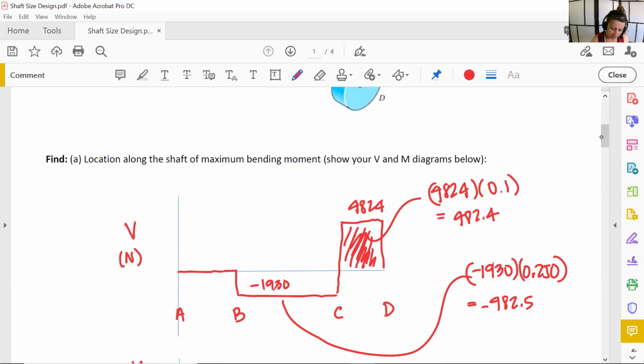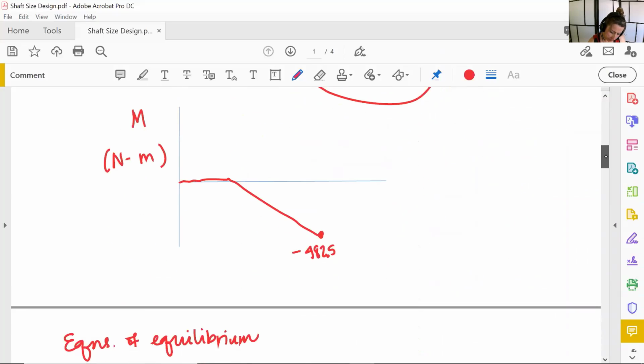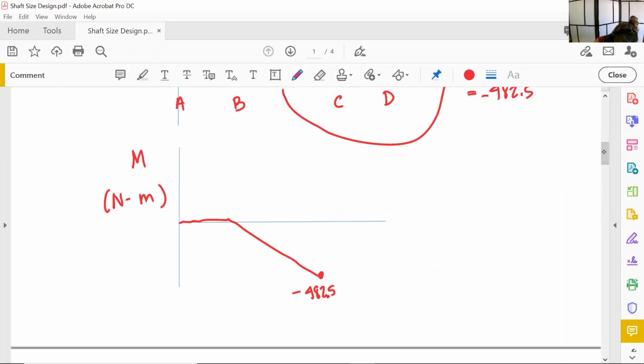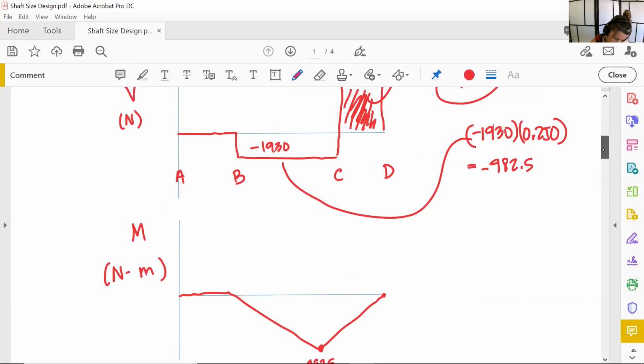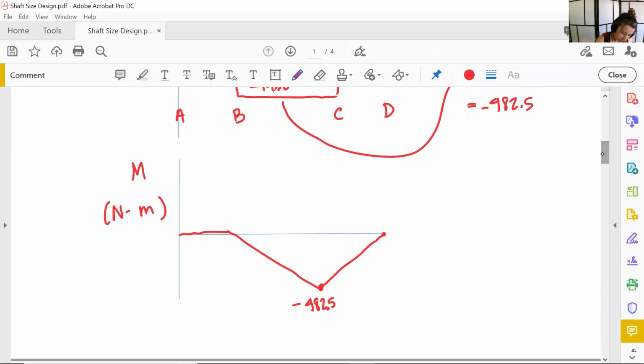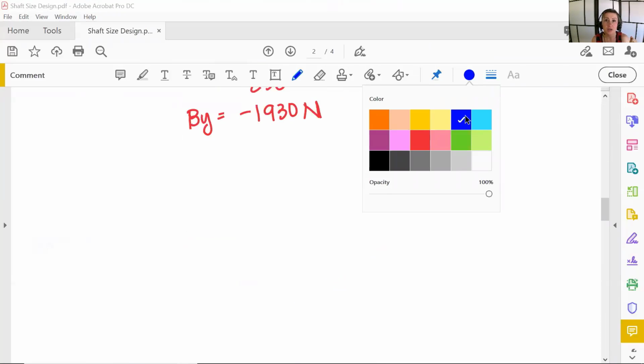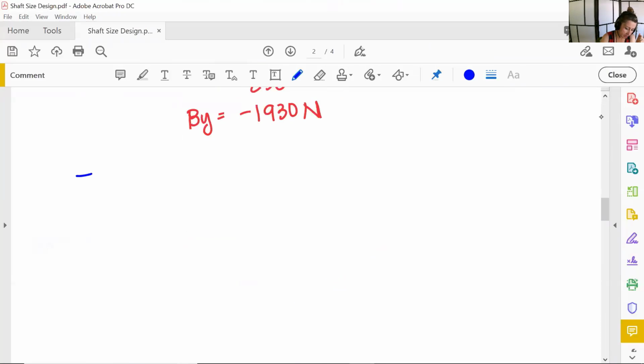The area under the shear diagram from C to D is 4,824 times 0.1 meters. So 482.4. Looks like we had a little bit of a rounding error. I didn't carry all my sig figs when I solved for the bearing reaction at C, but we're pretty close. Close enough. Now let's draw a torque load diagram just for practice.